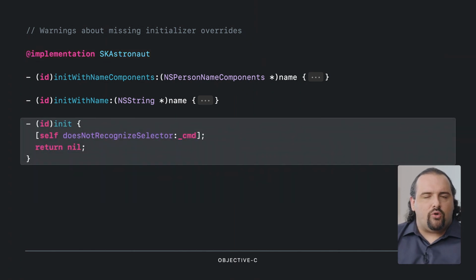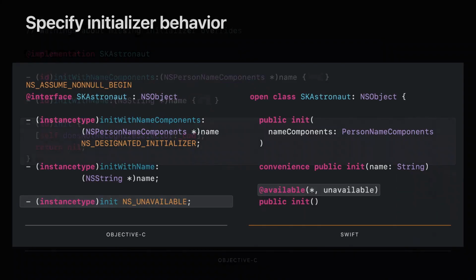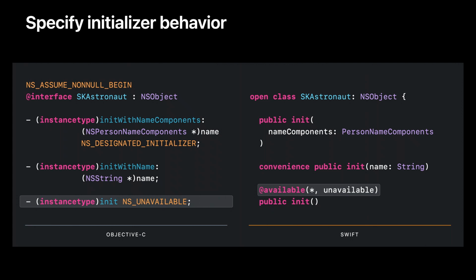If you want your class to support any of these initializers, just go ahead and implement them normally. But if you don't, implement an override that calls doesNotRecognizeSelector. Then go back to the header file and declare it with the NS_UNAVAILABLE attribute. Then do the same thing for any superclass convenience initializers, since they might call the one you disabled. Marking these initializers as unavailable is equivalent to not inheriting them, which is what Swift would do automatically if you didn't override a designated initializer.